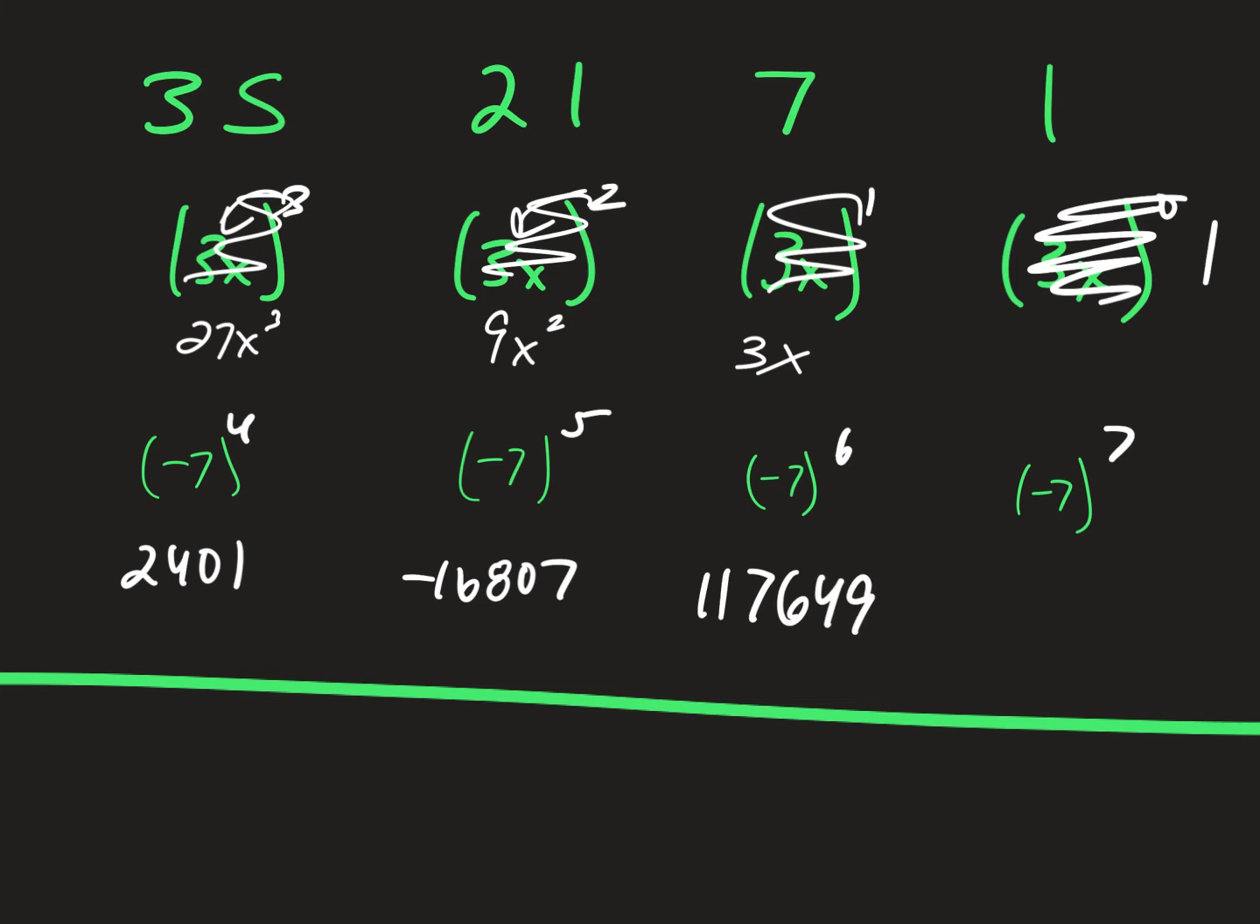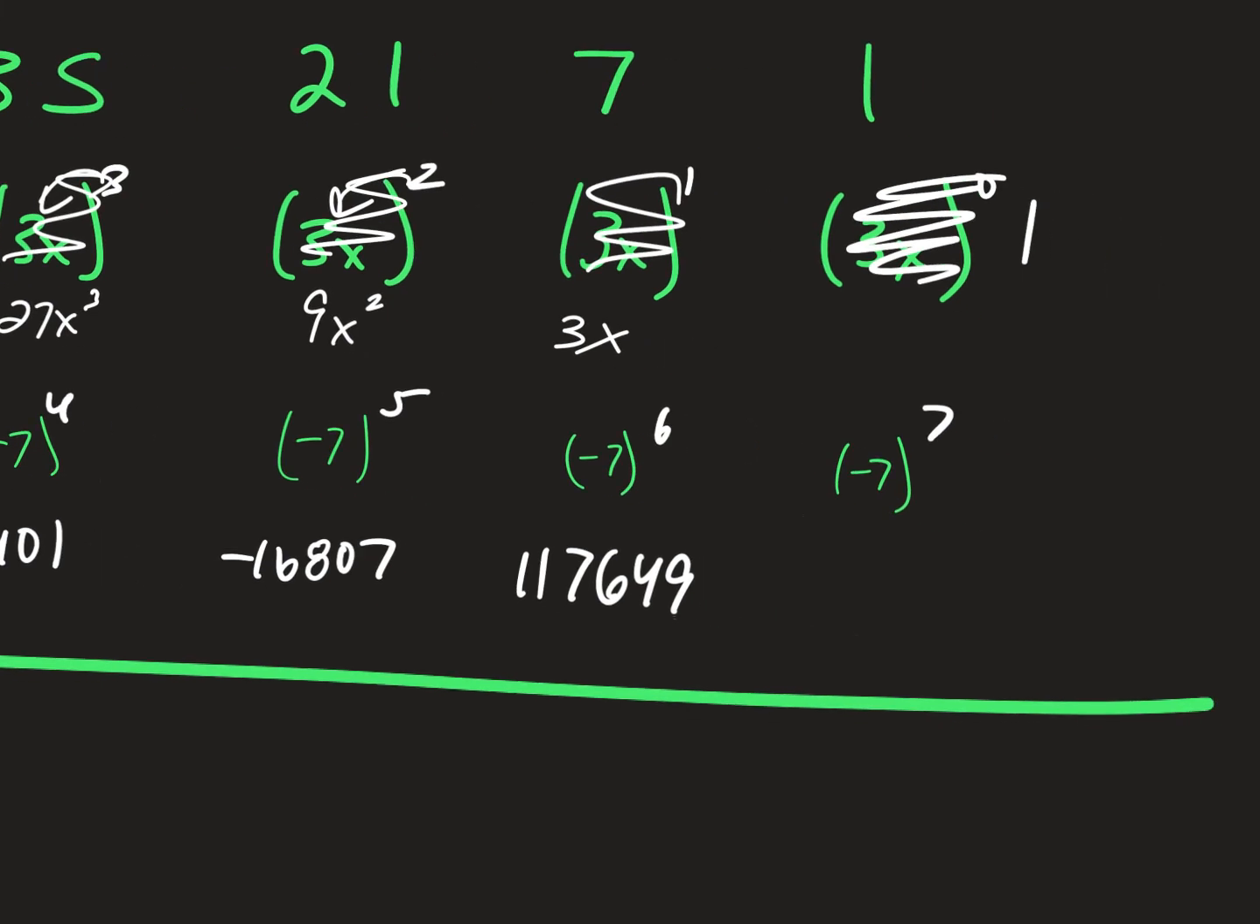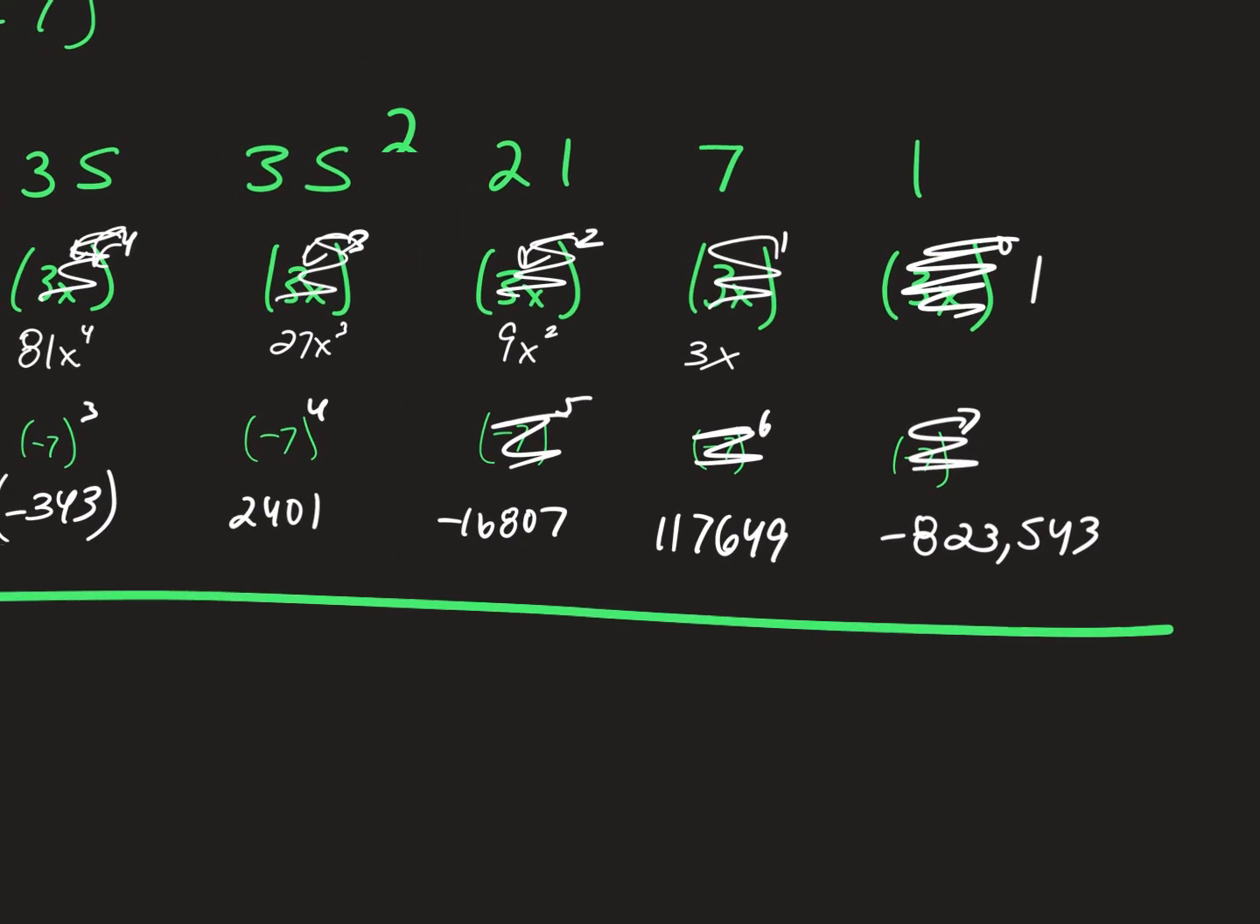Guys, I'm asking you to push buttons in your calculator. Like, seriously? Bro, please tell me we're not gonna have one like this on Twitter. 7 to the 7th. I don't know. I just made this up right now. So negative 823,543, right? Just pushing buttons in your calculator. That's it.